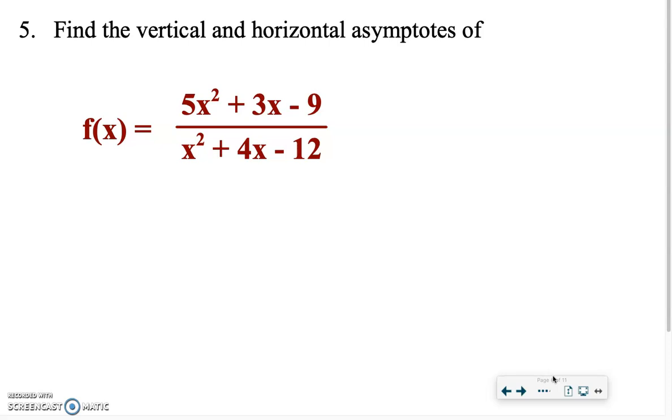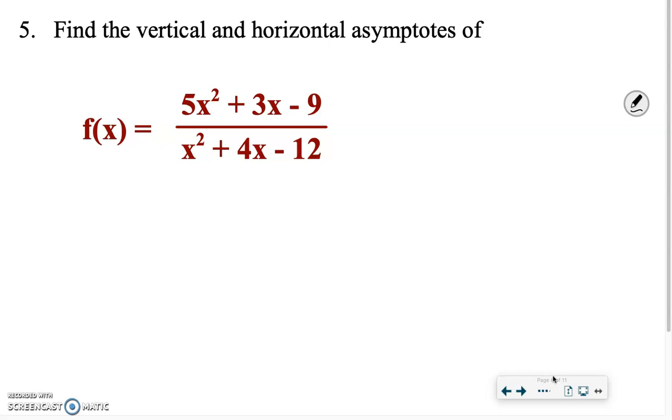All right, so number 5. Number 5 says, for f of x, we want to find the vertical and horizontal asymptotes. Now, if we just pay attention to the directions here, it's actually pretty telling. It completely leaves out slant asymptote. It just gives you the fact that there's not going to be a slant asymptote here.